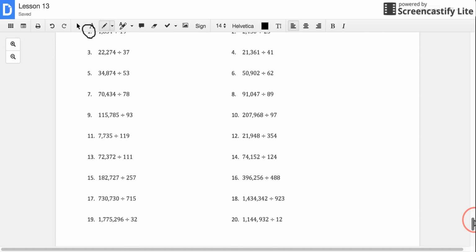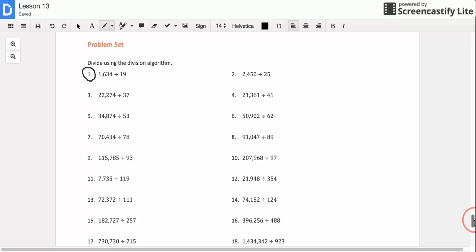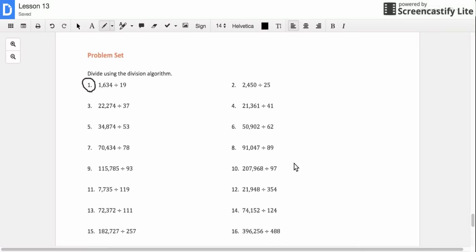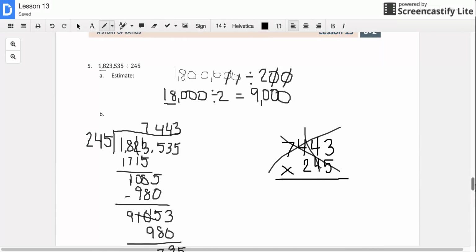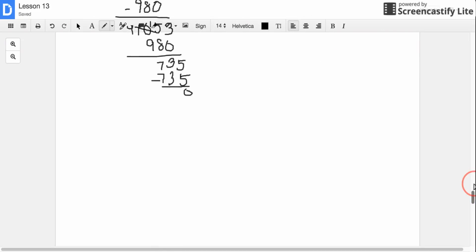And so this is what we'll be turning in today. And the main reason that we're working on the division algorithm is because the purpose of this lesson is to see how even if it's a really, really giant problem, like 1,823,535 divided by 245, it's really just a set series of steps of mini division problems or smaller division problems. So no matter how big the number is, you can always chunk it into smaller division problems.